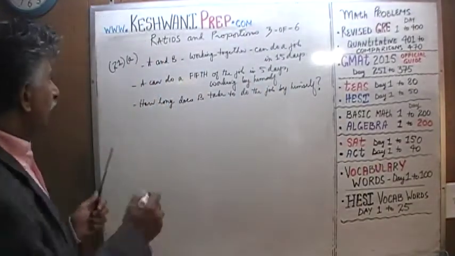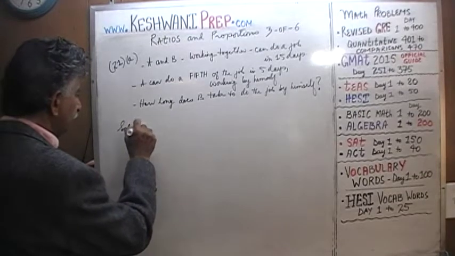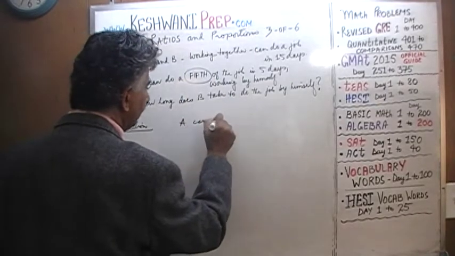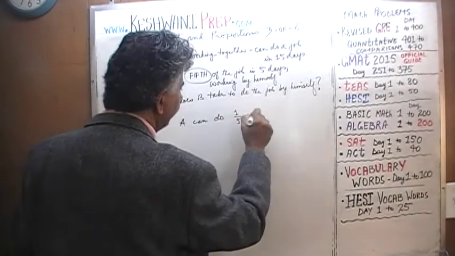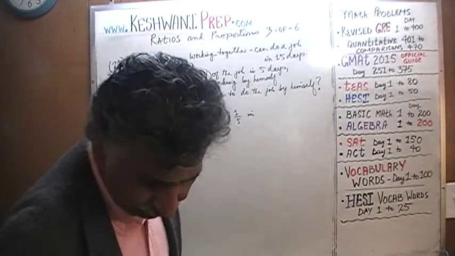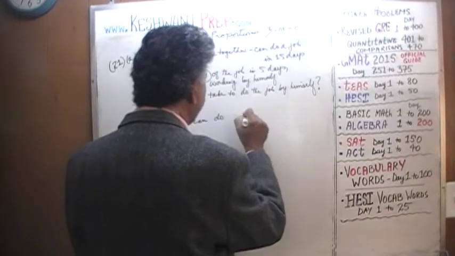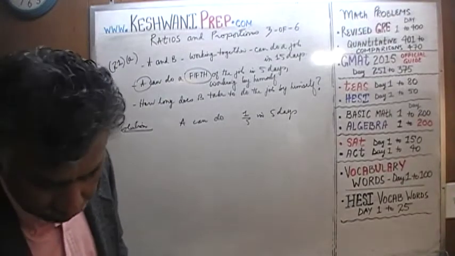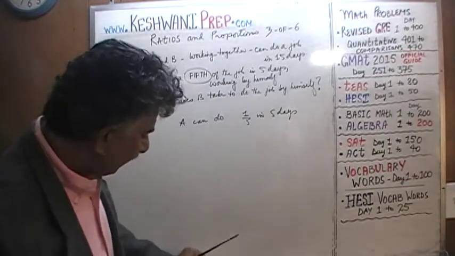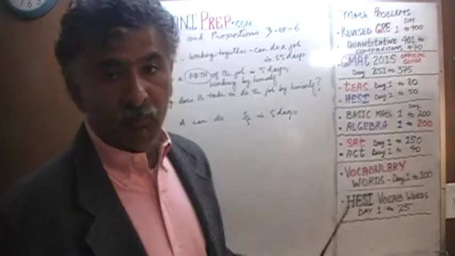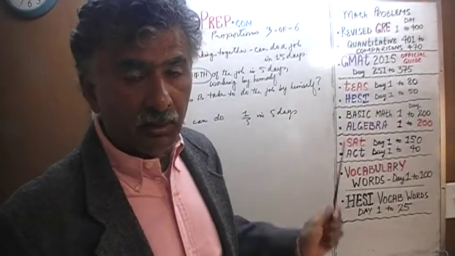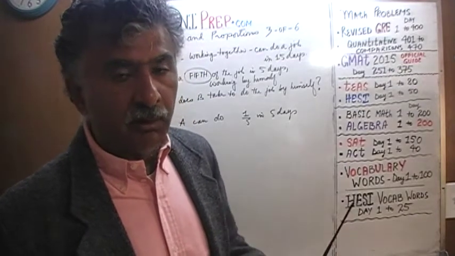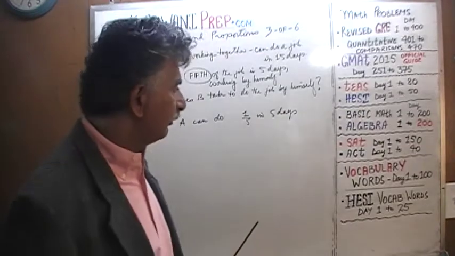So let's begin with what we know. Here's the solution. We are told A can do a fifth of the job in 5 days. Now what we are interested in is not what A can do in 5 days. What we are interested in is, what is A able to achieve? And of course, if you want to do this problem yourself, as always, as soon as I set up one problem on the blackboard, pause the video and do it yourself first. You'll learn more that way.